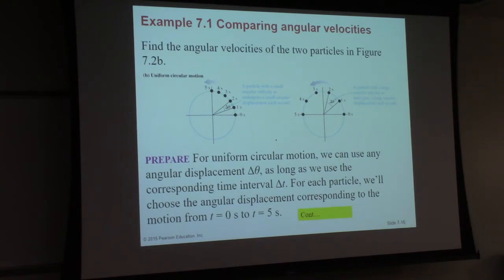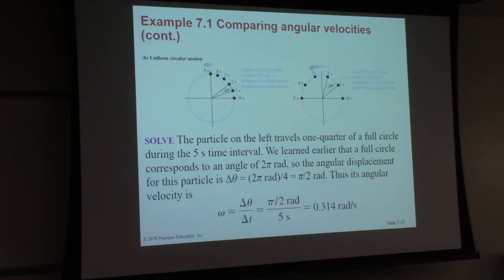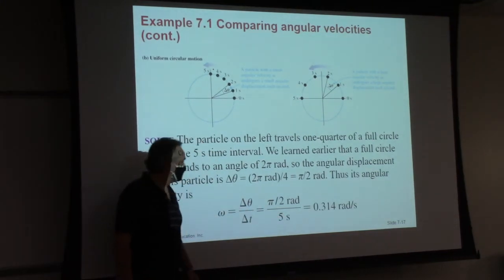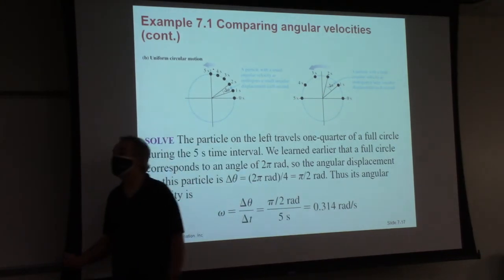We want to find the angular velocity of two particles. For uniform circular motion, you can use any angular displacement as long as we use the corresponding time interval. Again, you can tell from the first picture that we're not going as fast as in the second picture. If you go from here all the way up to here at the top, that's 90 degrees. I say 90 degrees because we're used to degrees more than radians. So 90 degrees is pi over 2 radians, a quarter of a circle. Pi over 2 radians in 5 seconds turns out to be 0.314 radians per second.